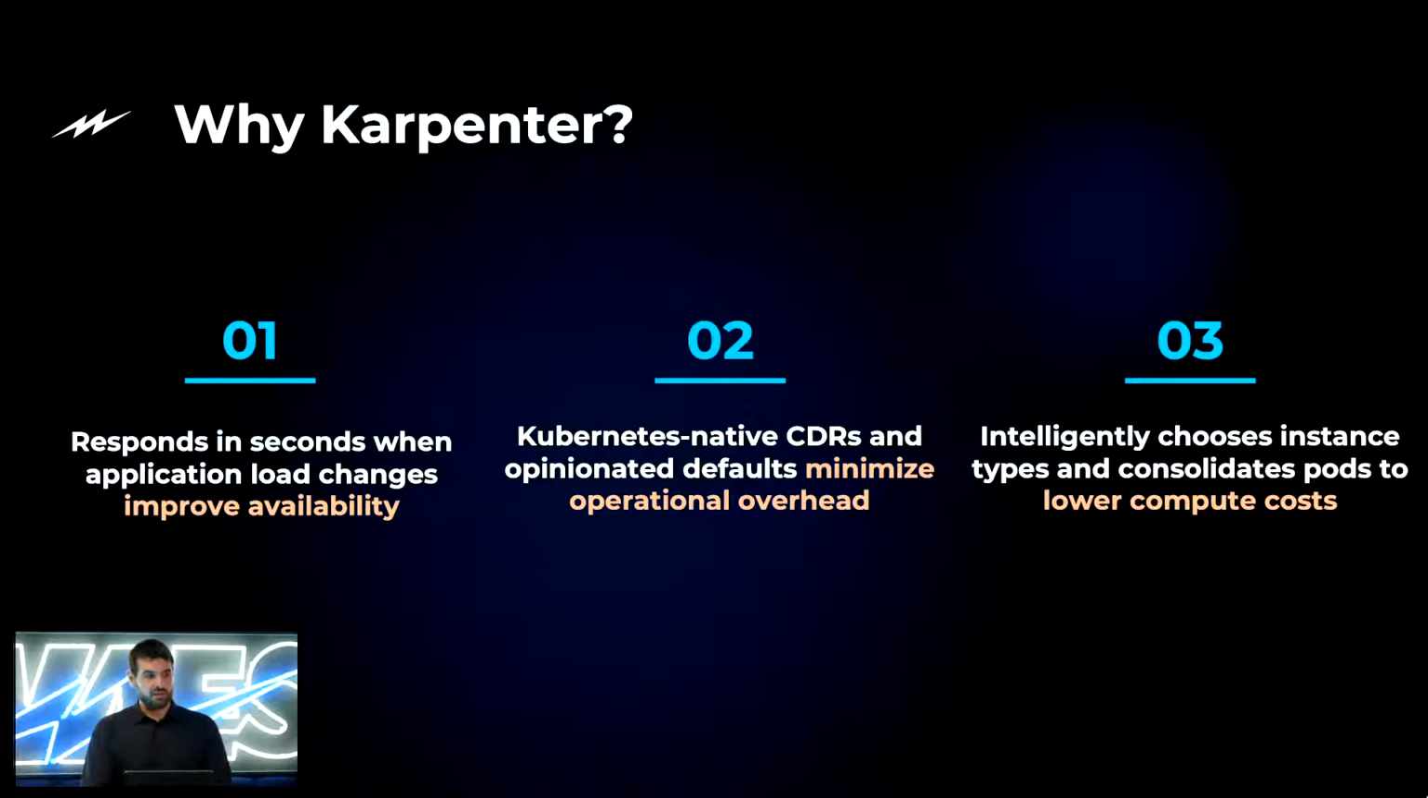It uses Kubernetes native CRDs, custom resource definitions, and they are opinionated by default. So that means that out of the box, you already get a configuration that works in most cases, and then you can fine tune it as you need. And it intelligently chooses the instance types and consolidates pods to lower compute costs.